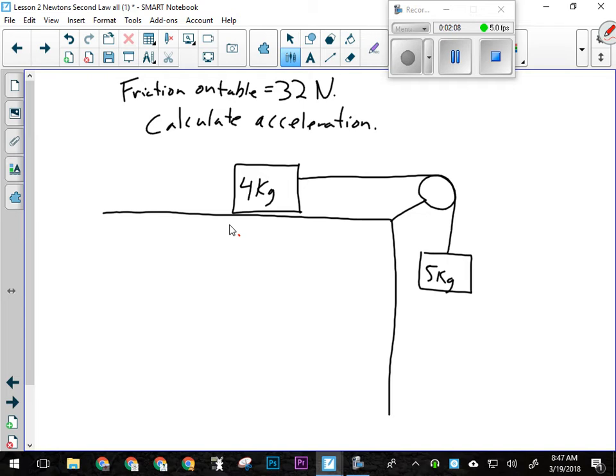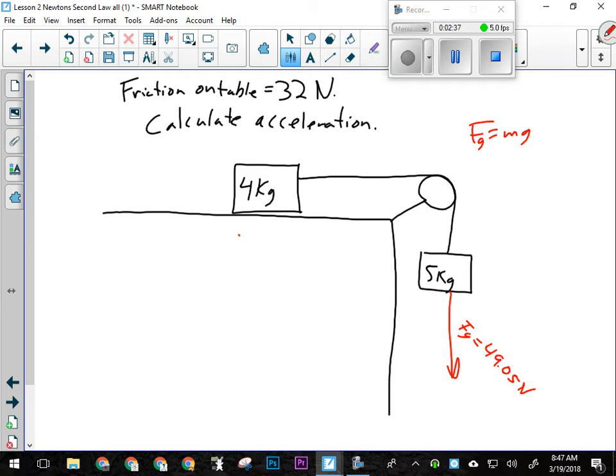What's going to pull on the 5-kilogram mass? Gravity. All right, so the force of gravity is going to pull on the 5-kilogram mass. If you recall, we said the force of gravity is m times g. So we take the mass and we multiply by 9.81, the acceleration due to gravity. All right, so we'll have 49.05 newtons pulling on the 5-kilogram mass.